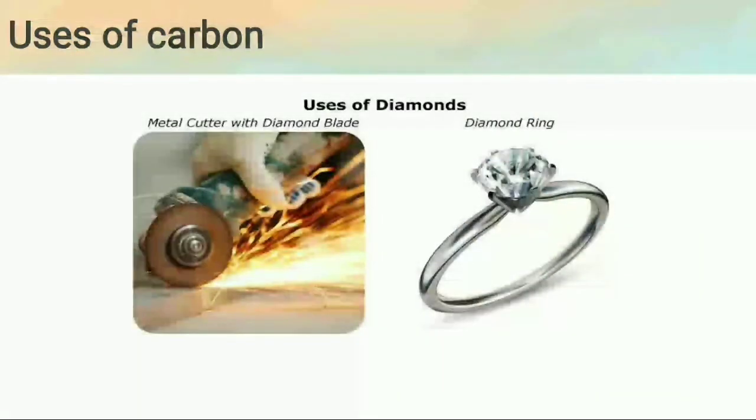Then diamond. Diamond is a form of carbon. It is used for making jewelry and for cutting.